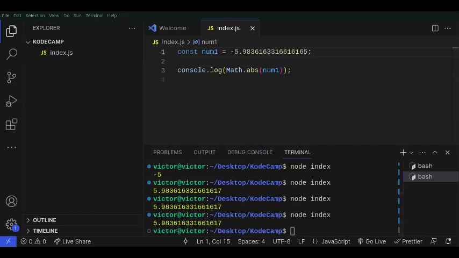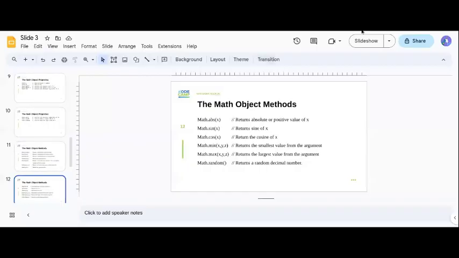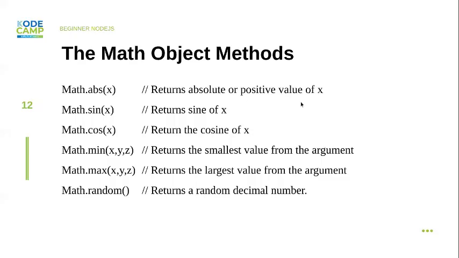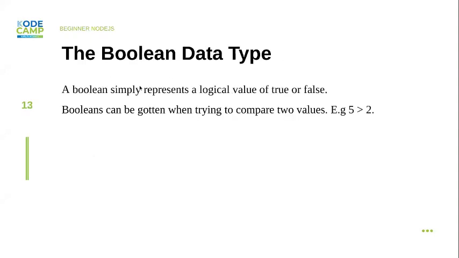Okay, so let's continue. We are going to soon finish. We just have a few slides to cover, and then that's it. Math.object, math.random. I've corrected this. Okay, then let's talk about the booleans.